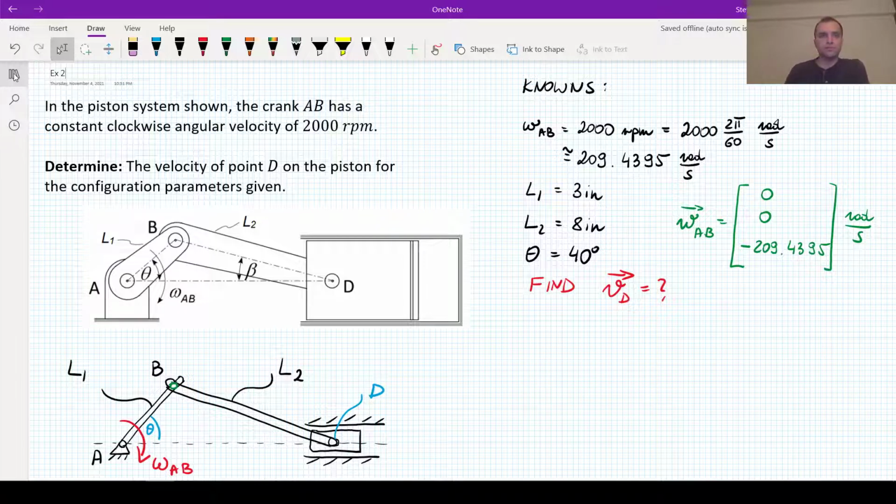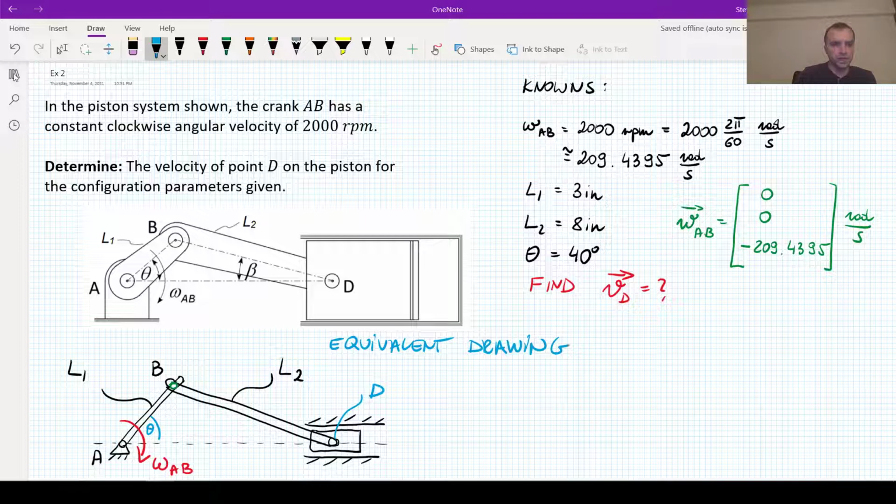Okay, so what do we have in here? We have our piston system, right? And I draw the equivalent drawing here. This is the equivalent drawing. So we have point A that is fixed. We have the first piece of our piston system that has length L1, it's rod AB. We have also rod BD that has length L2, and we have our body D here.